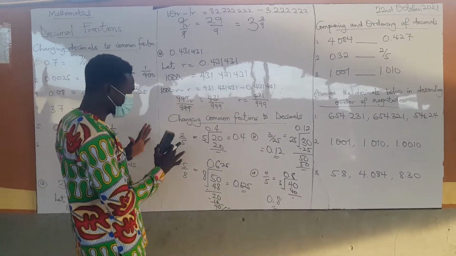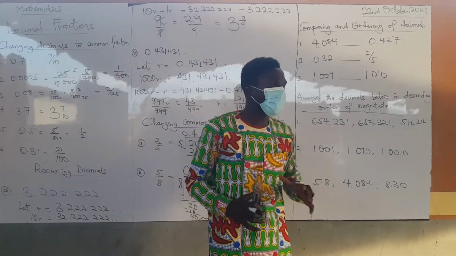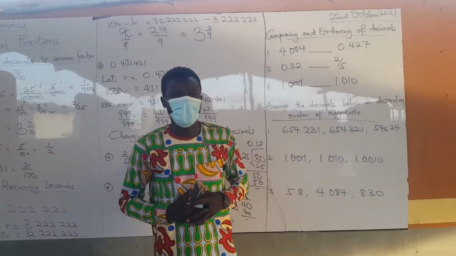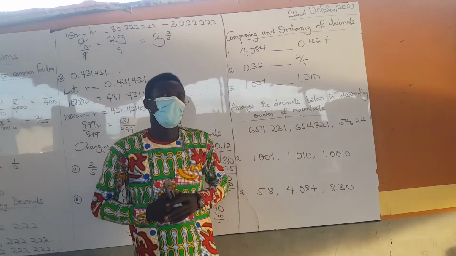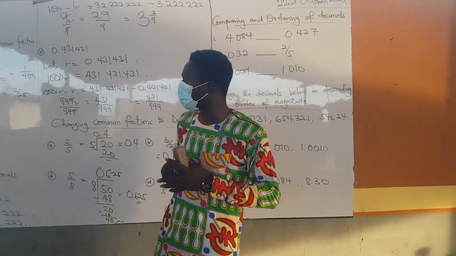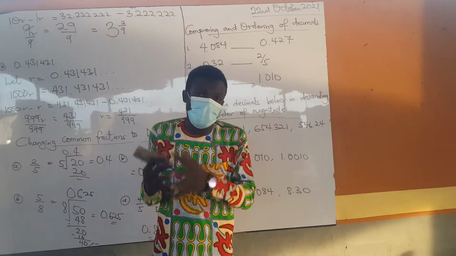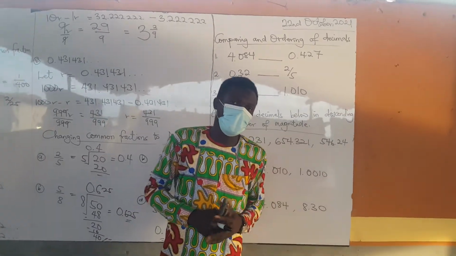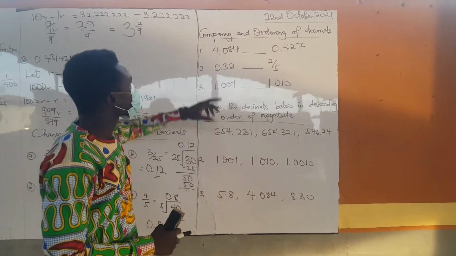We apologize for making the board quite compressed, but I hope we are getting the idea of changing decimals into common fractions and common fractions into decimals. So this is what we are to do when we are being asked to change from decimals to common and common to decimals. Now let's look at the last one.